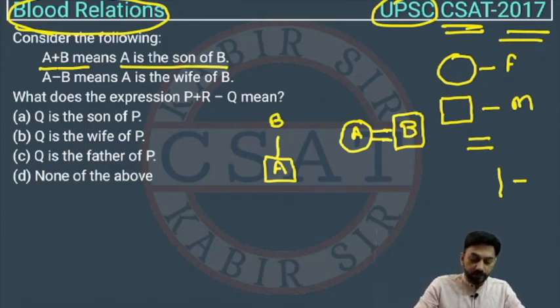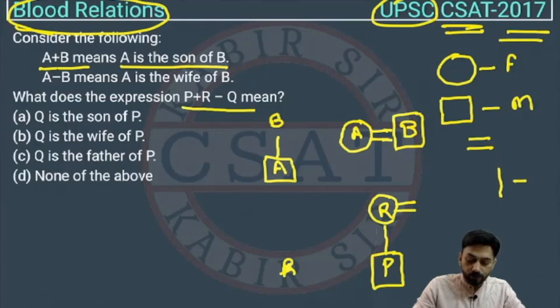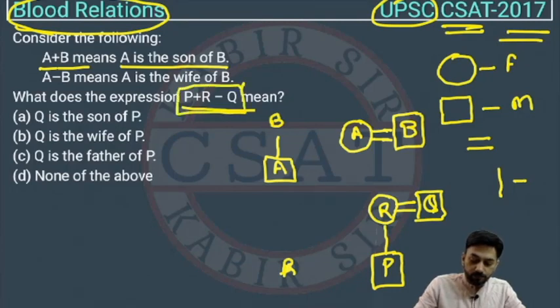Now the question is asking: the expression P plus R minus Q means what? So now we will draw P plus R. P will be male, right? From the first statement, P will be the son of R. The gender of R is not given, right? Now we will take R minus Q. R minus Q means R is the wife of Q. So R is wife, so we will draw a round circle, wife of Q. So Q is male. So from these statements we got this figure.